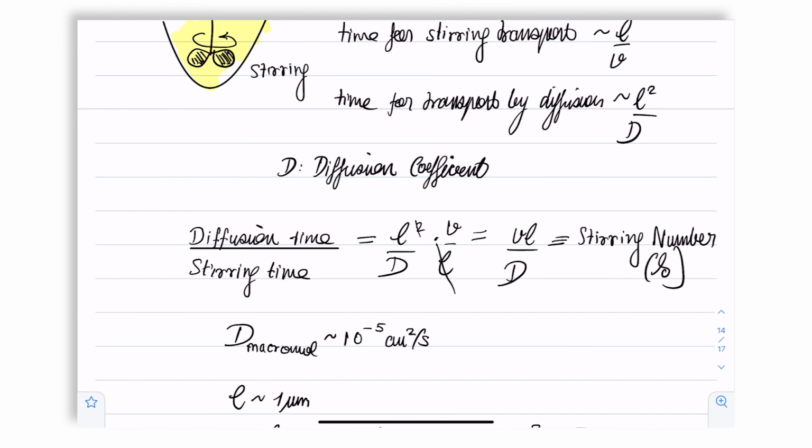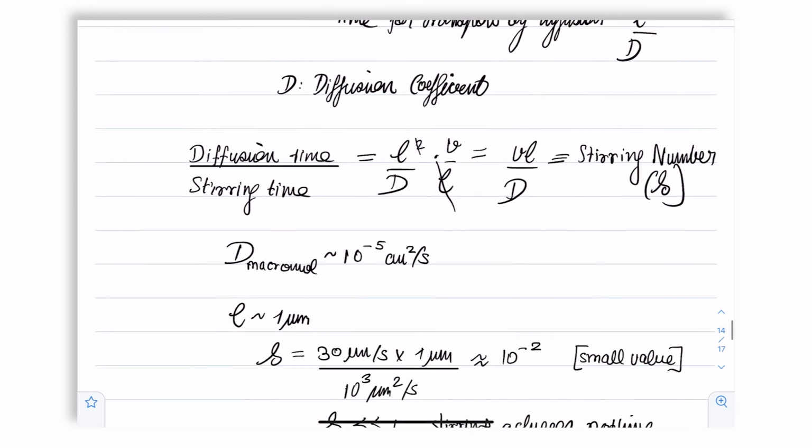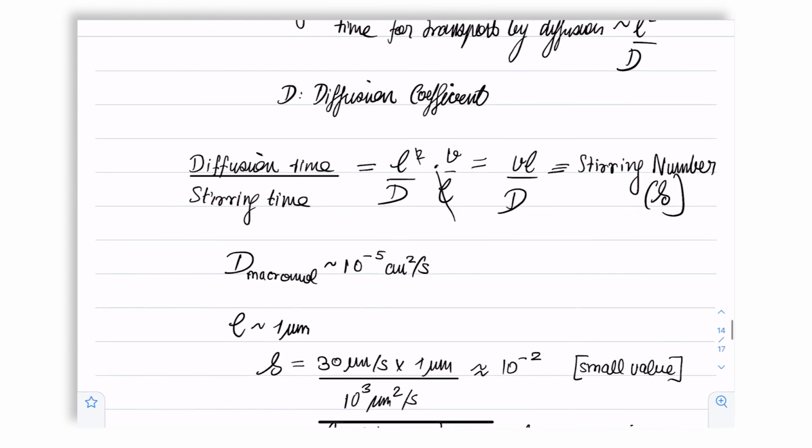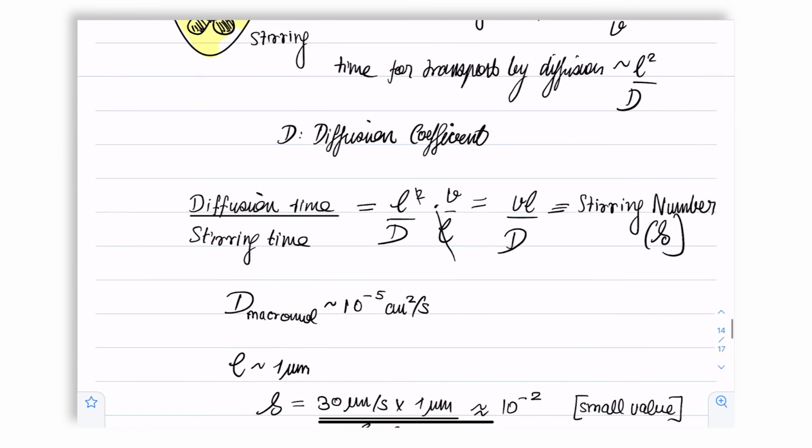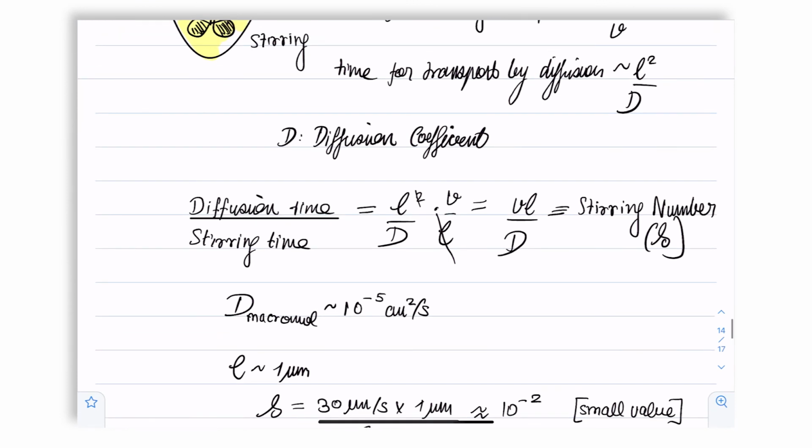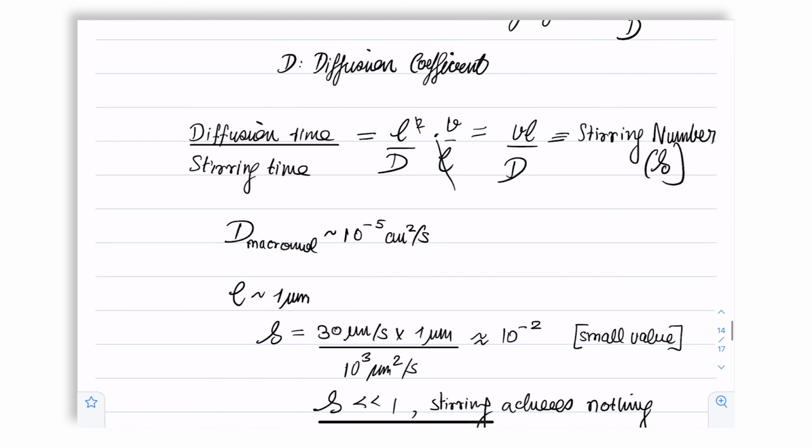We need some numbers, such as the diffusion coefficient of macromolecules. We are interested in how cells may move based on the mobility of the molecules they want to eat. So we take a molecule like a sugar molecule with a diffusion coefficient of 10 to the power minus 5 centimeters square per second, a length scale of the bacterium of about 1 micron, and a velocity we know is about 30 microns per second for E. coli. So we now substitute all these numbers and we end up with 10 to the power minus 2. It's a small value.